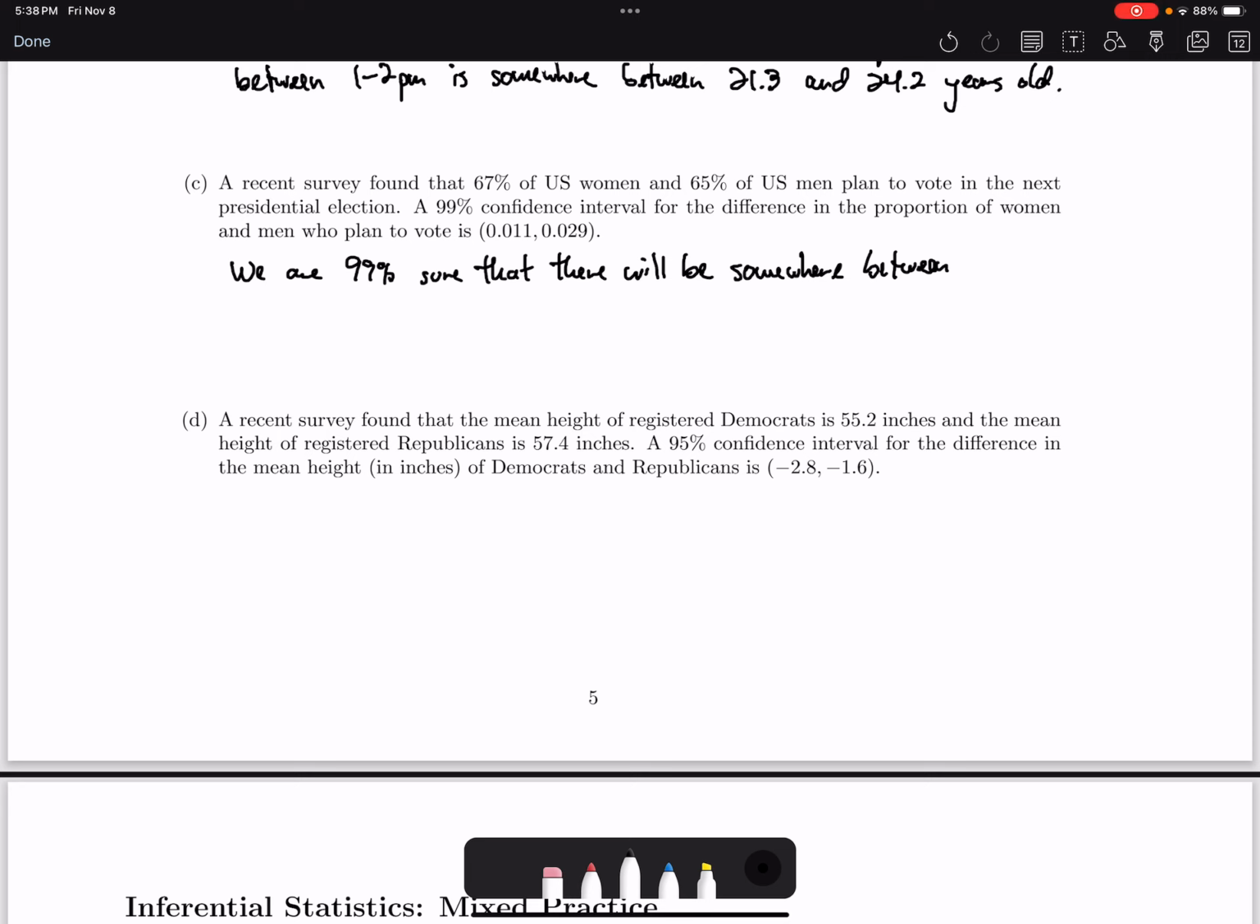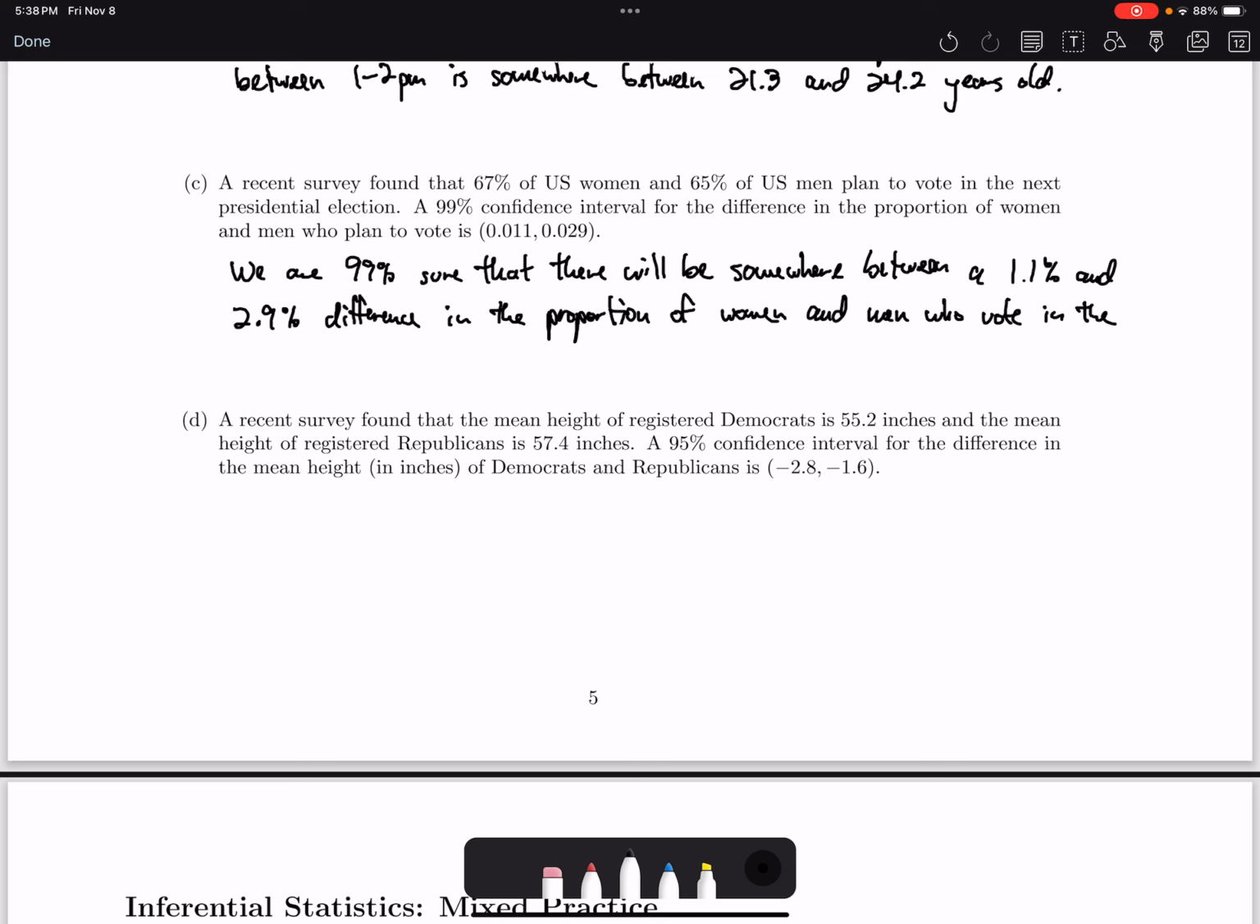Okay. Anyway, we're 99% sure that there will be somewhere between a 1.1% and 2.9% difference in the proportion of women and men who vote in the next presidential election.